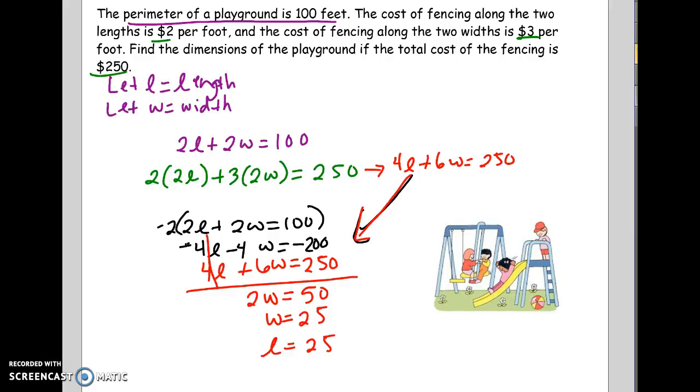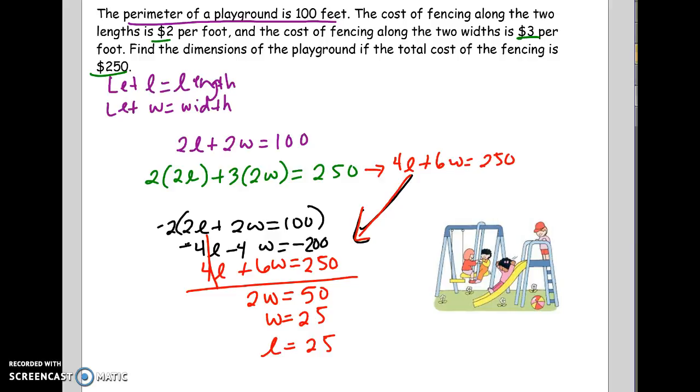Okay, so we're looking for our length and our width. Our first equation, which is the perimeter, is 2L plus 2W equals 100. Our second equation, now we have to attach the amount that we have to pay per length and per width. So since there are 2 lengths, we have to multiply that by 2. There are 2 widths, we have to multiply that by $3, and it's going to equal a total of $250. So then I'm going to multiply that out, which is 4L plus 6W equals 250.